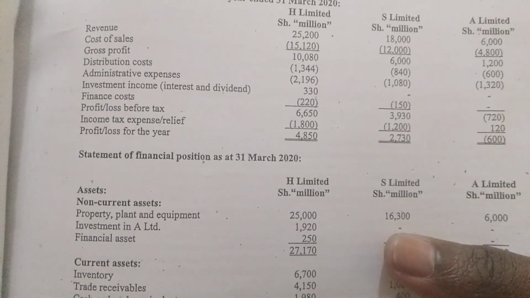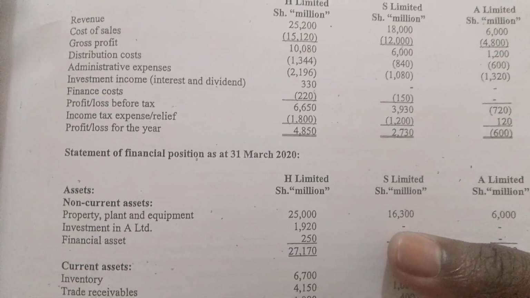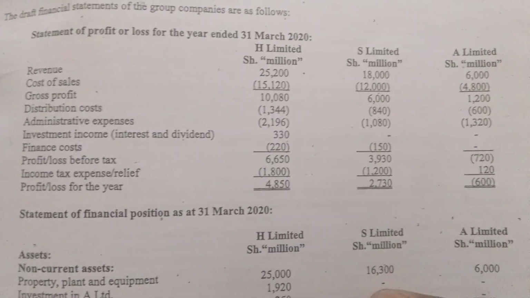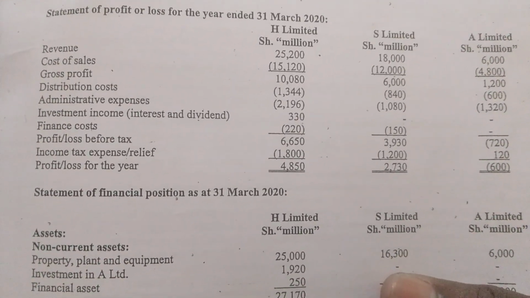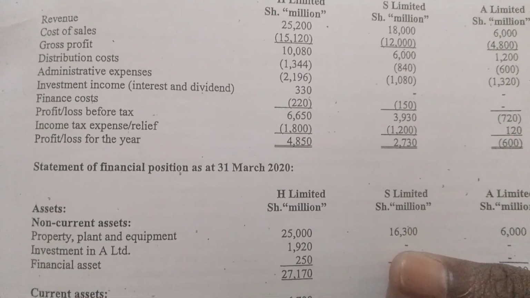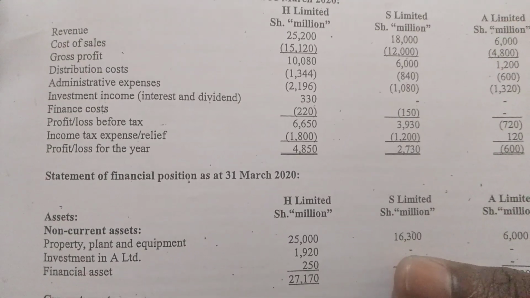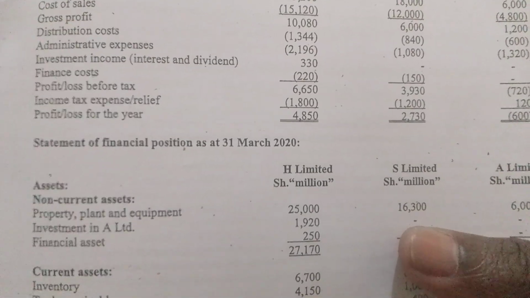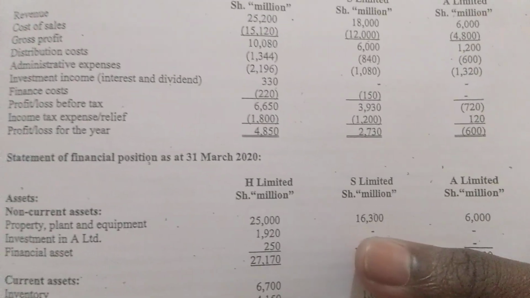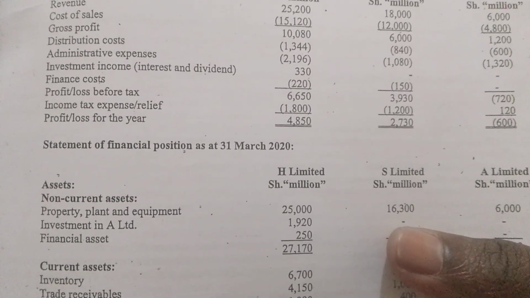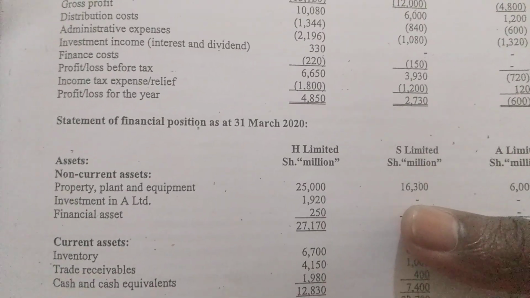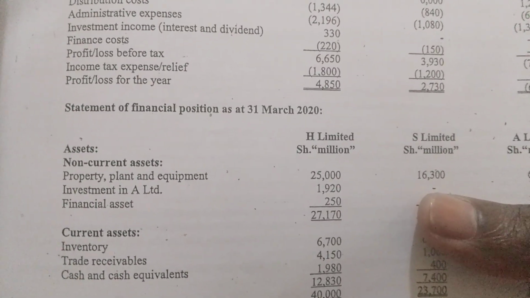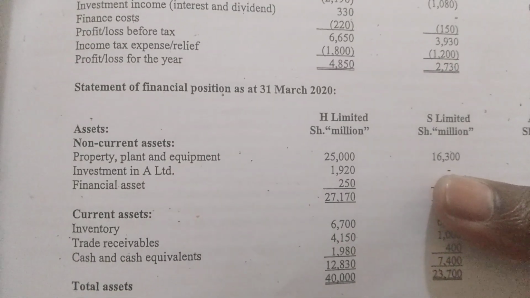So you are given revenue. Revenue is the same as sales. Cost of sales, gross profit, distribution costs, administrative expenses, investment income, that is interest and dividends, finance costs, profit before tax, income tax expense, stock relief, profit and loss for the year.